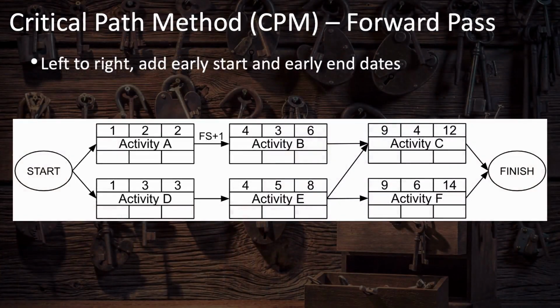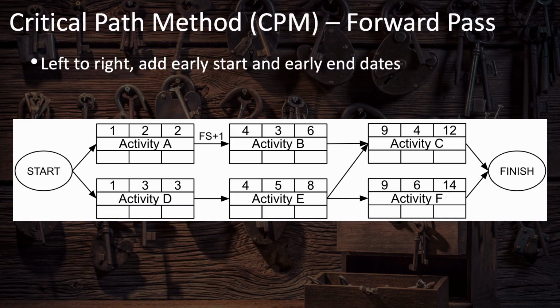Now we do the forward pass. With the forward pass, we go left to right, and for each activity, we add the early start and early finish dates. For activity A, the earliest it could start is on day 1. Sometimes people start with day 0, but most often we use day 1. So starting on day 1, the activity takes 2 days, and so it'll finish at the end of day 2. So a 2 goes in the upper right for the early finish.